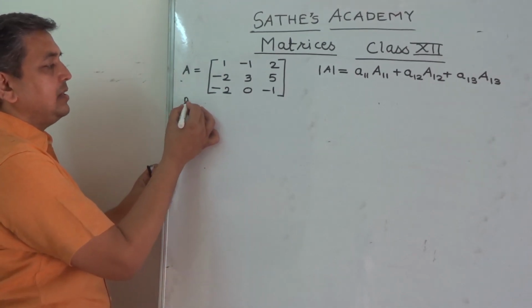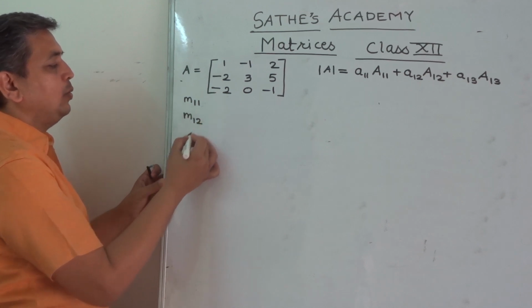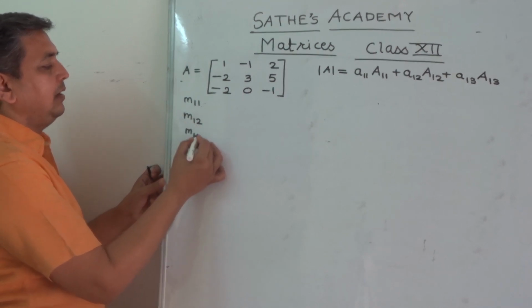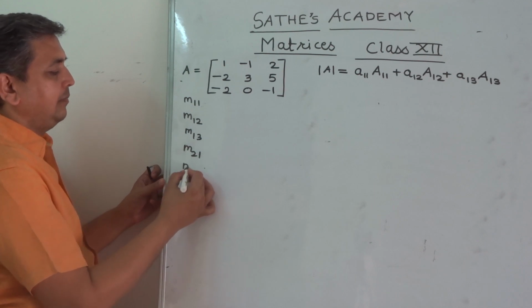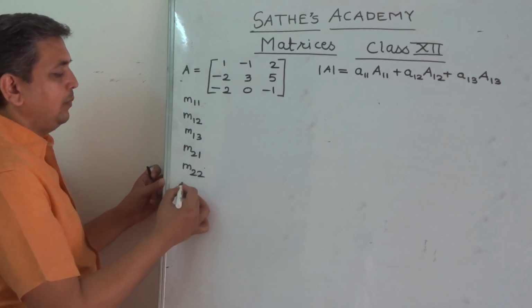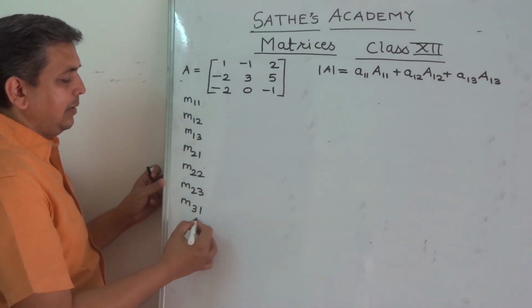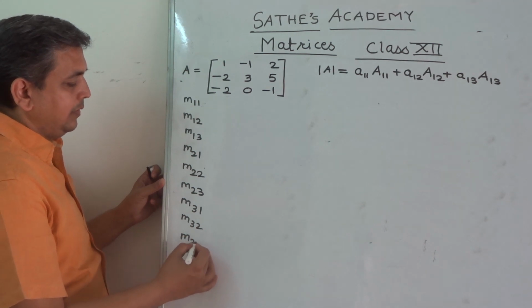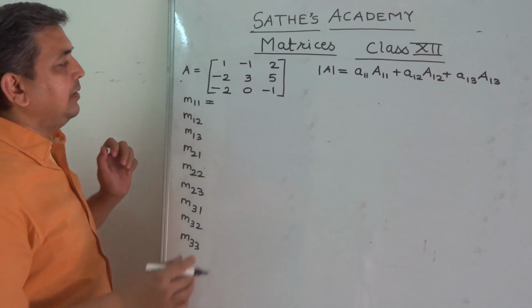So I am writing this as M11, M12, M13, M21, M22, M23, M31, M32 and M33. Okay. How to find M11?